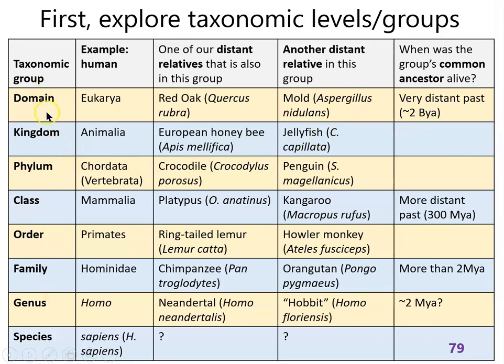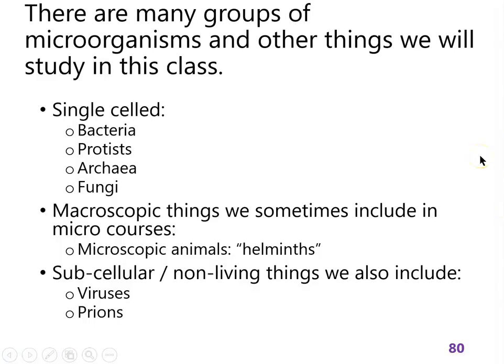There's a mnemonic device you can use about Katy Perry that will help you remember this order: domain, kingdom, phylum, class, order, family, genus, species. Okay, enough of that. Okay, so these are all the groups that we'll look at in this class, all the different big taxonomic groups.